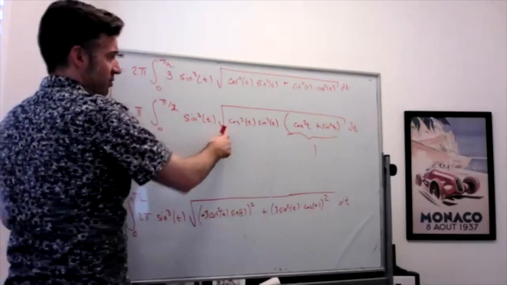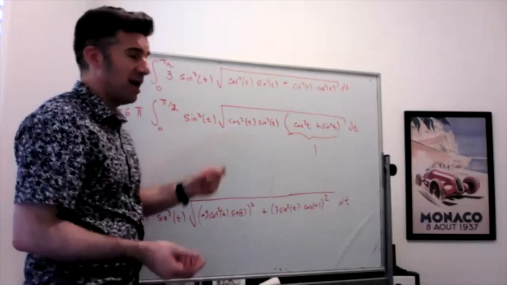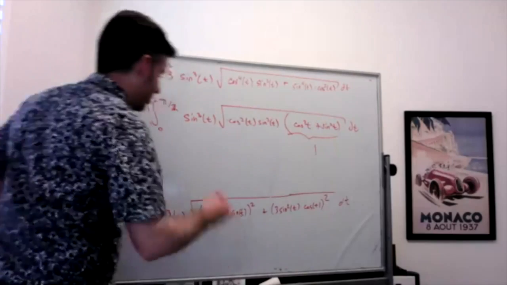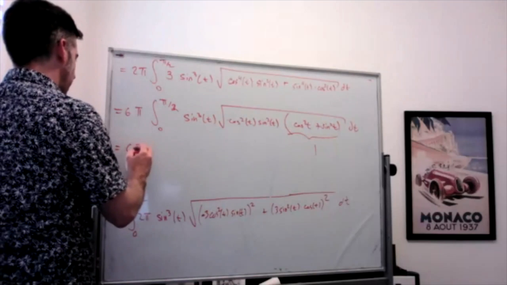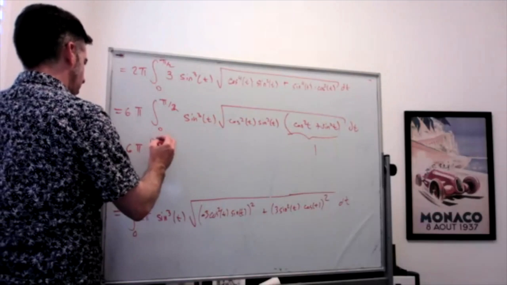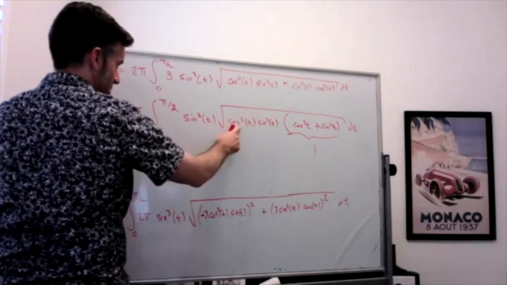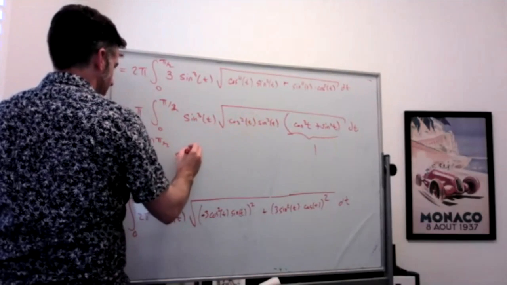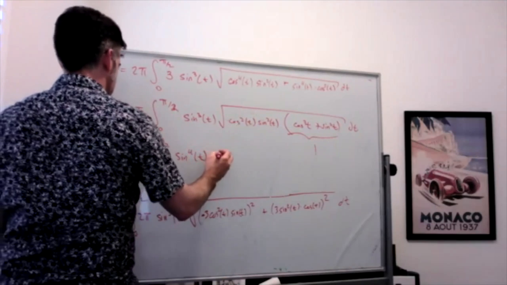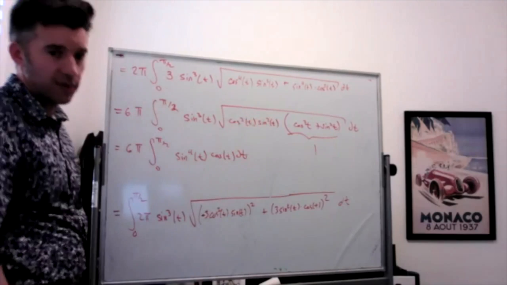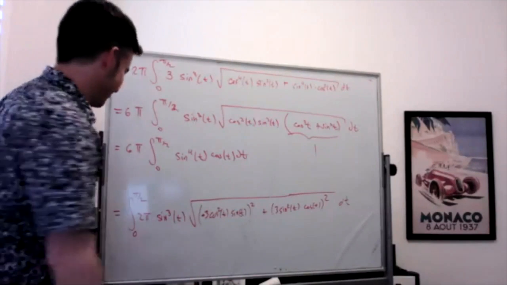The square root of cosine squared is cosine, the square root of sine squared is sine. I don't need absolute values because I'm in the first quadrant where both of them are positive. So I end up with 6 pi times the integral from 0 to pi over 2 of sine cubed times another sine times cosine, so sine to the 4th times cosine of t. Then we can do a u sub.